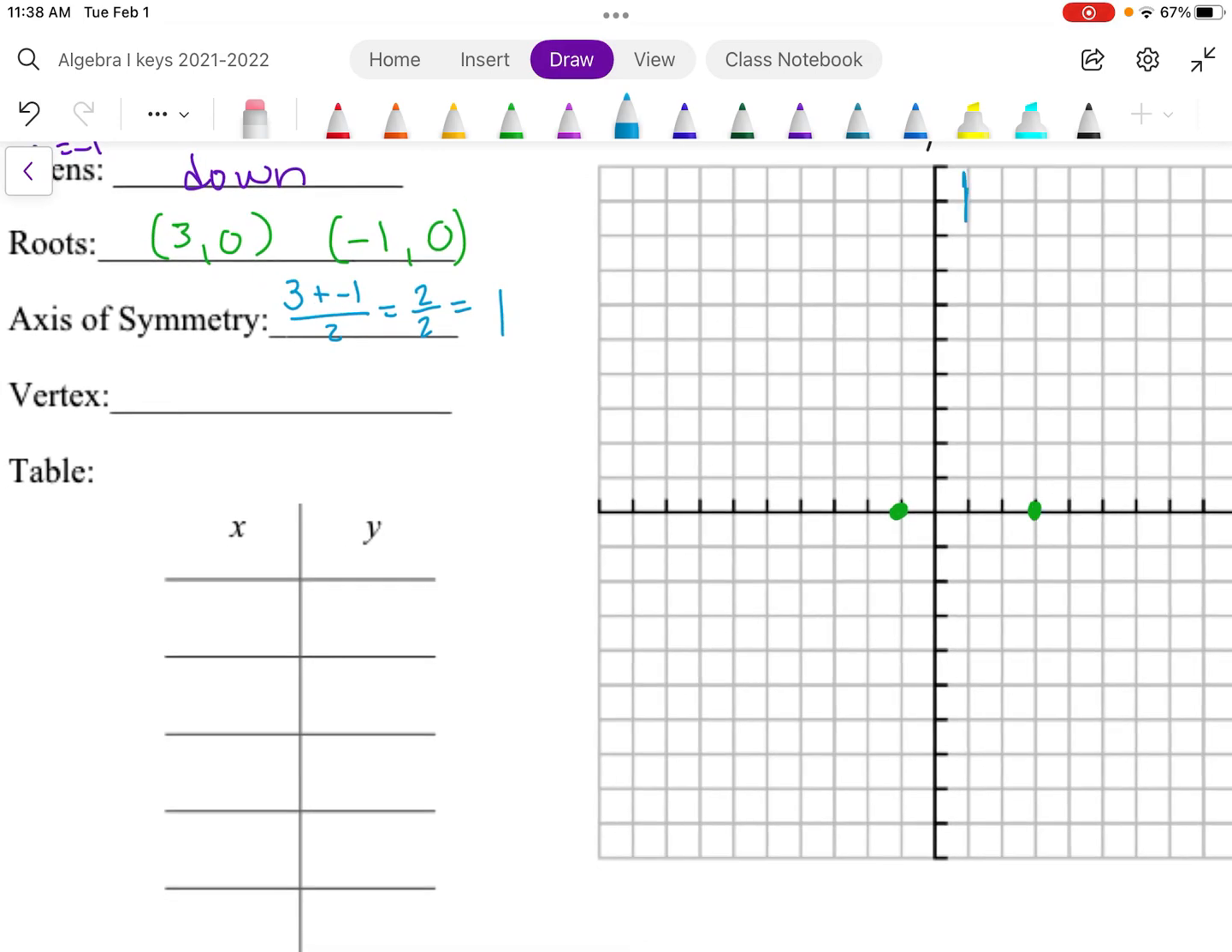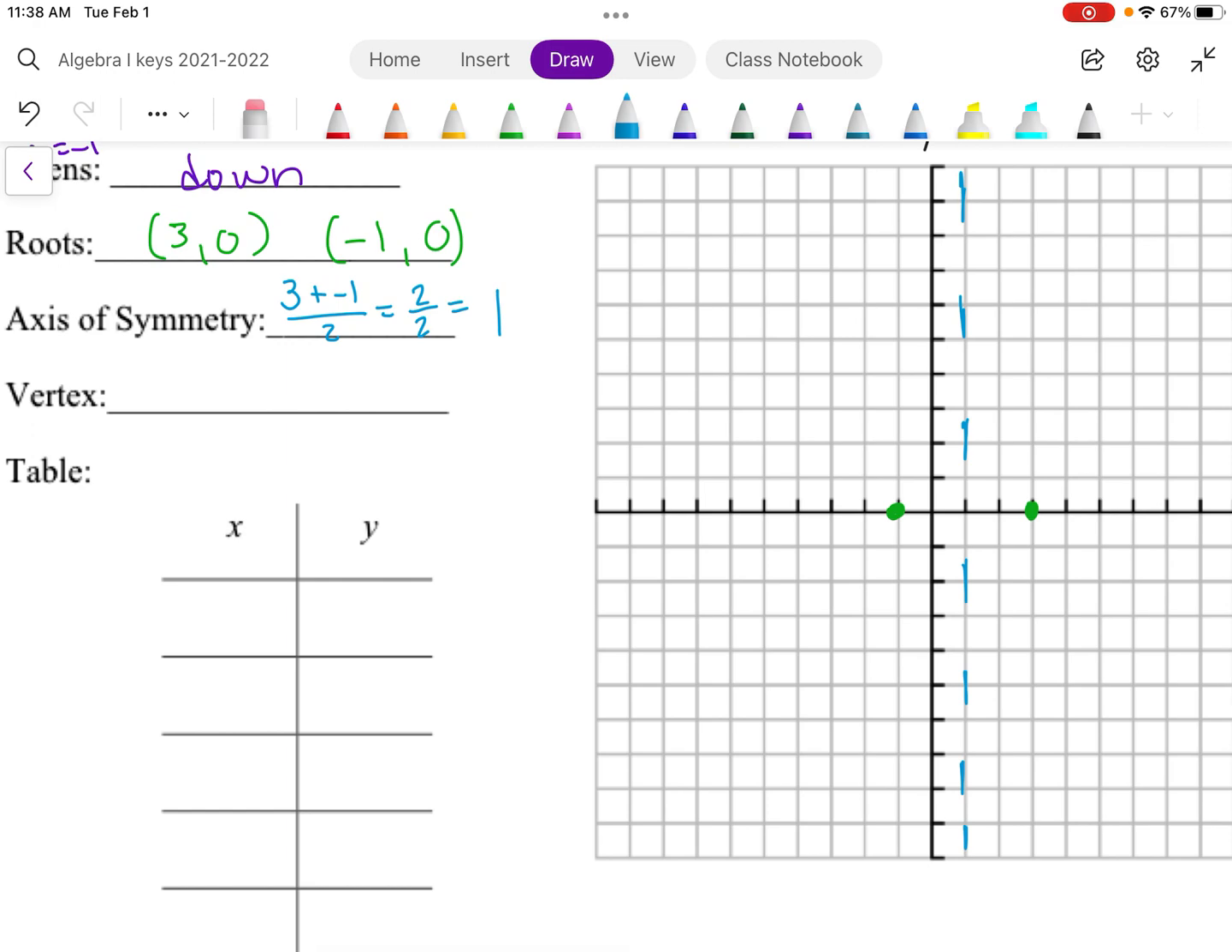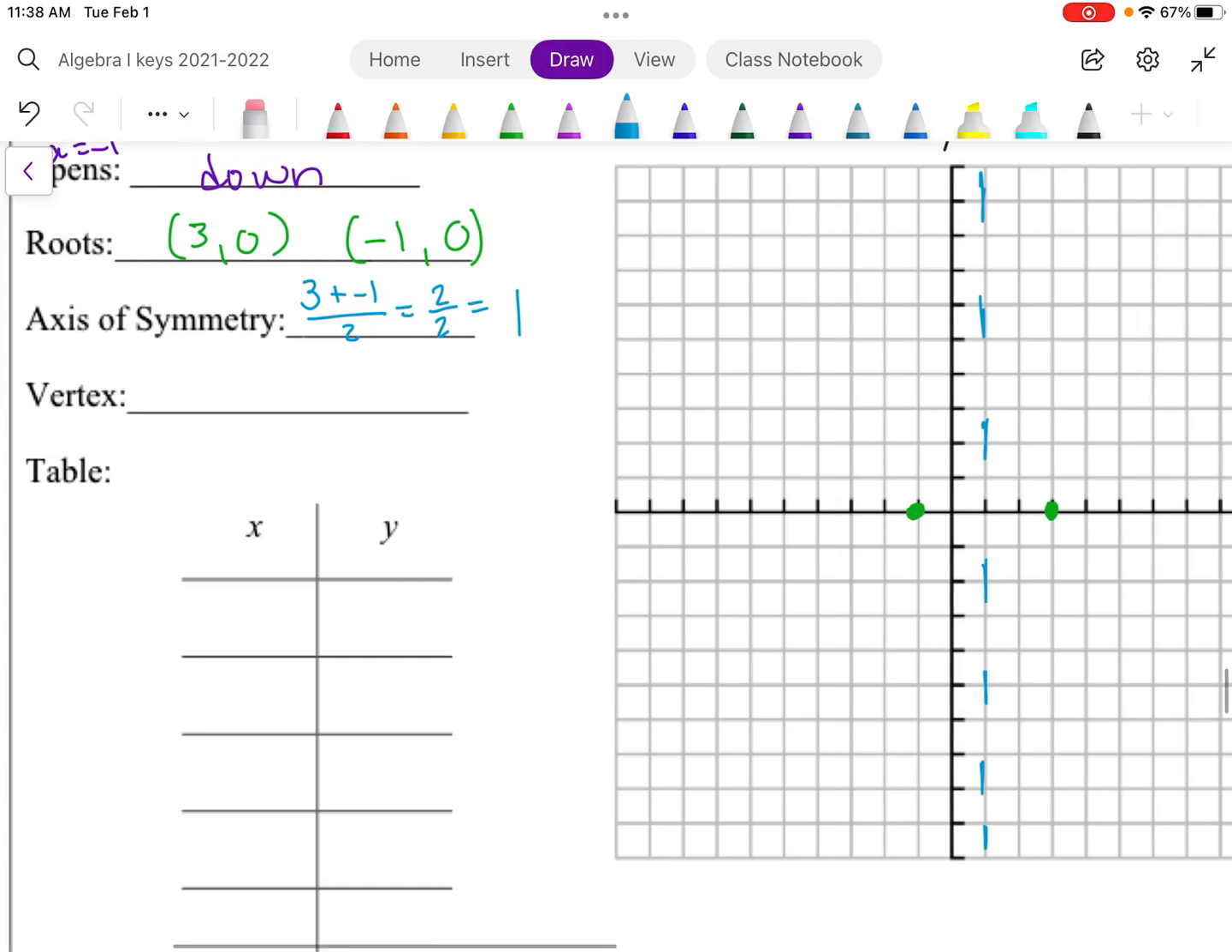The second way to find your axis of symmetry is just to find that middle point between your x-intercepts, and we see that 1 is halfway between -1 and 3 on our x-axis. They match up, which is good. They should.